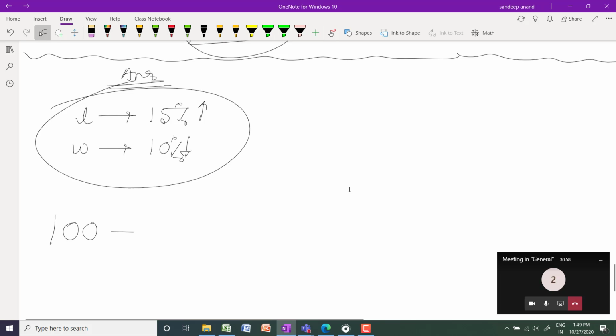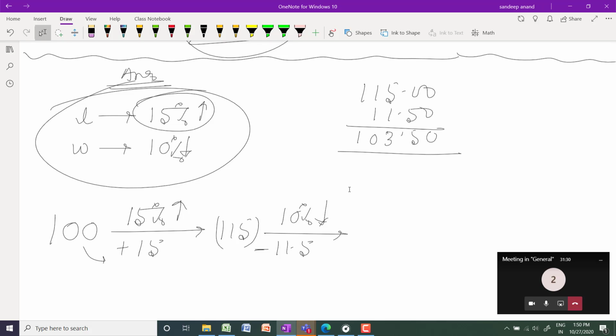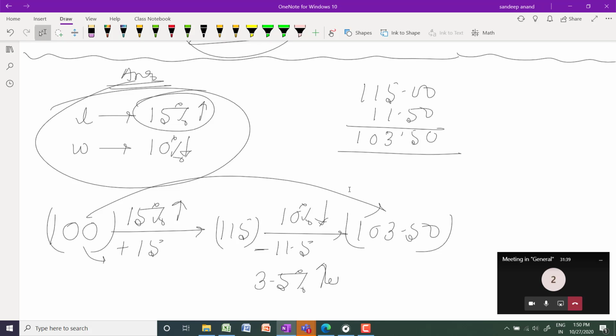Suppose the area is 100. I am taking this 15% increase, so I need to add this 15. So my value becomes 115. Now 10% decrease. 10% of 115 means 11.5. Decrease means you need to subtract this value. So 115, use your brain, don't hurry. 115 minus 11.5 gives 103.5. Initially my area is 100. Now it becomes 103.5. So there is a 3.5% increase in area.